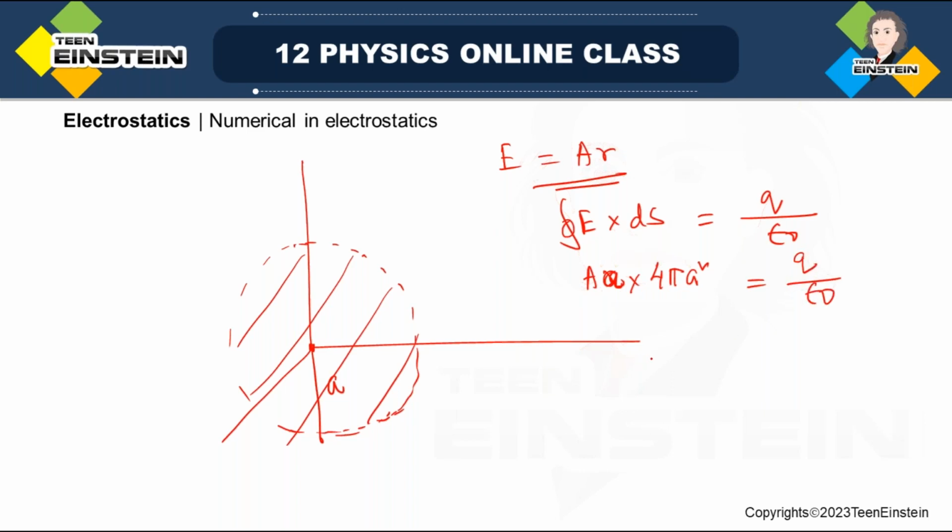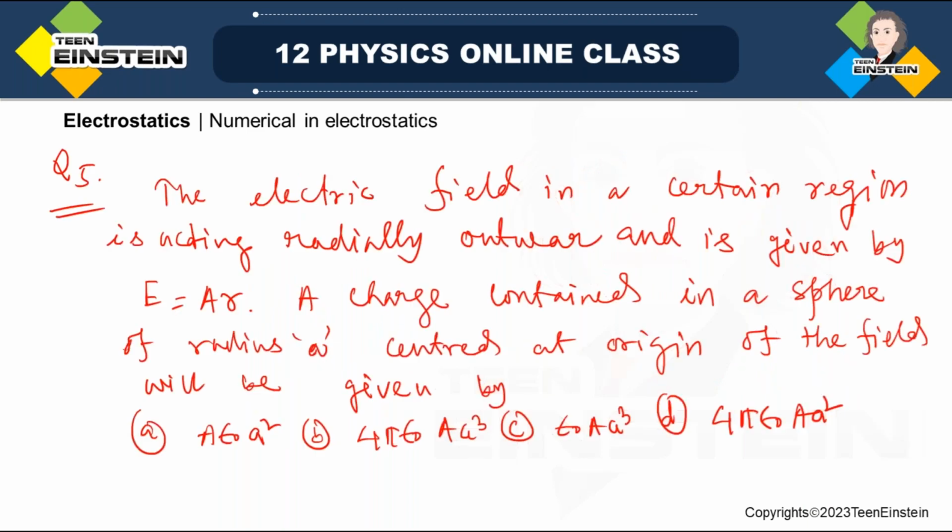So from here I can directly write the answer. What is the charge contained in that? Charge contained is 4 pi a epsilon naught into a cube. So let me just show you the option. See, 4 pi epsilon naught a cube. So option B will be the correct answer for this question.